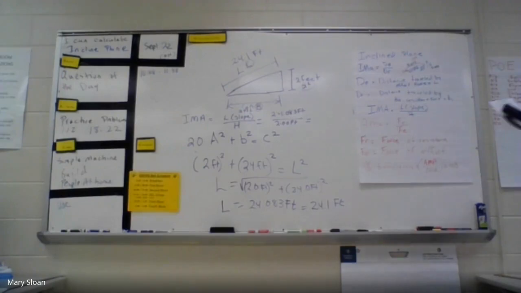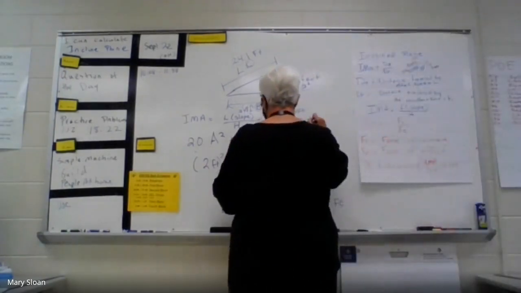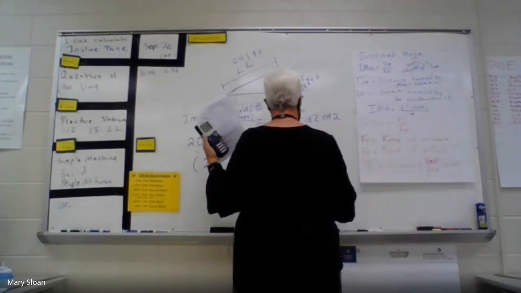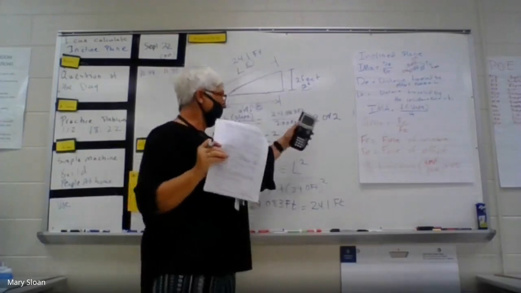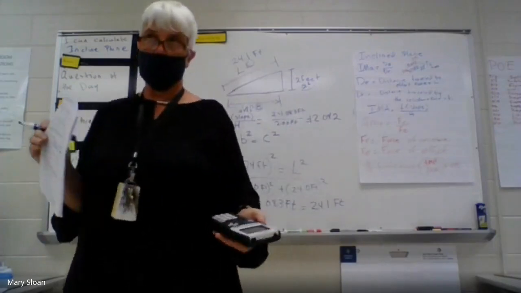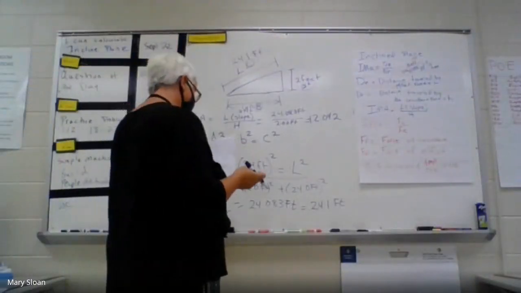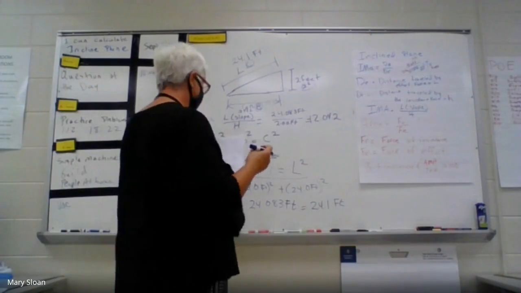0.045. Yep. So it's 12.042. Why is it 12.042? We had 3 places. Sig fig rule. Perfect. That's the answer. That is the answer for this one.